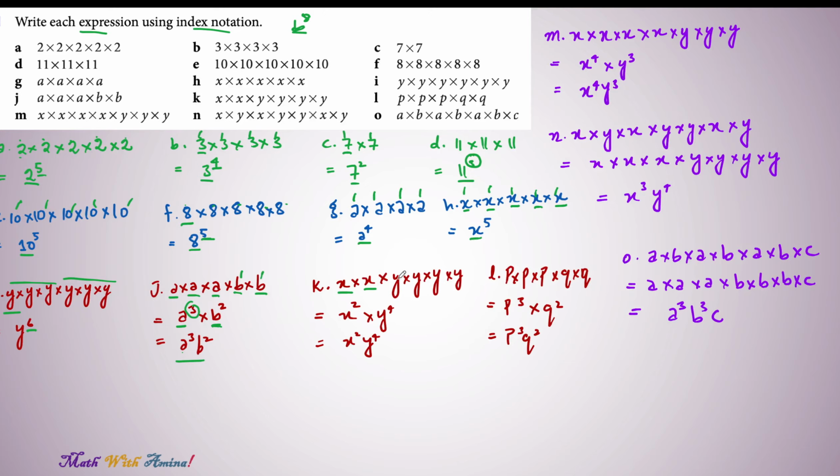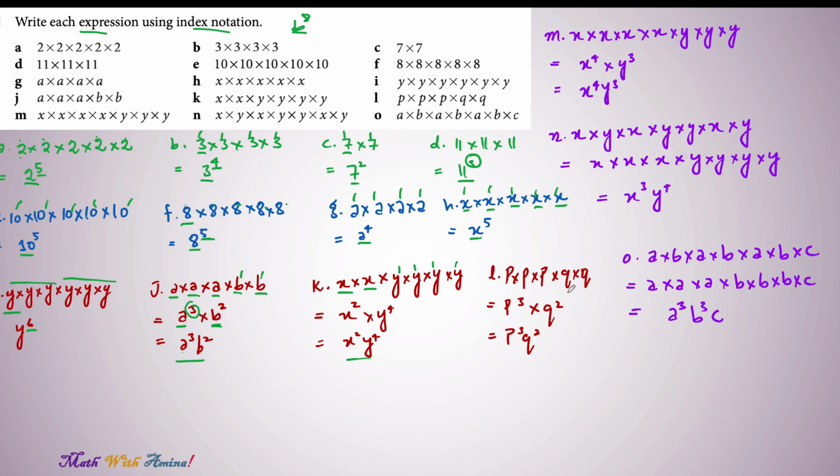Then we have y, so it's in multiplication, so it would be x multiplied by y, or x into y written next to each other. And the index would be how many times it appears in the multiplication, 1, 2, 3, 4, so the index would be 4. Then we have p multiplied by p multiplied by p multiplied by q multiplied by q.